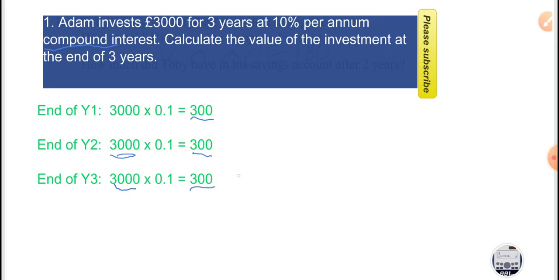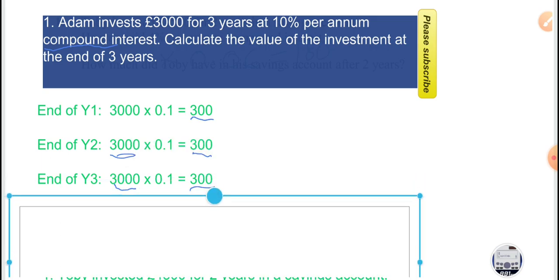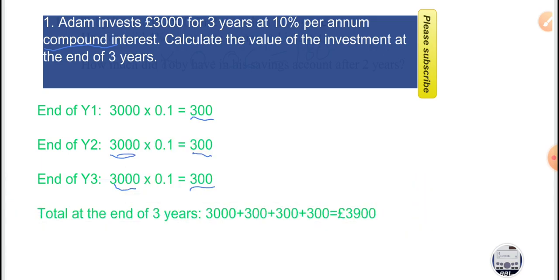So at the end of the 3 years, his total amount in his bank will be £3,900, because £3,000 is what he initially invested, £300 is his profit at the end of the first year, then he made another £300 at the end of the second year, and then he made another £300 at the end of the third year. And when you add them all up, you get £3,900. And that's how simple interest works.